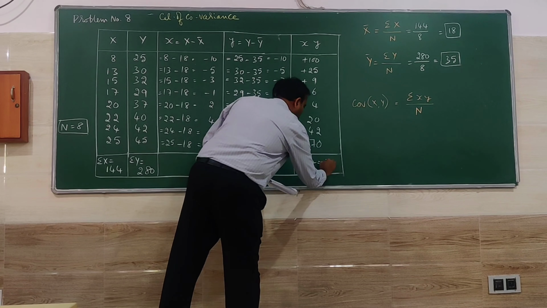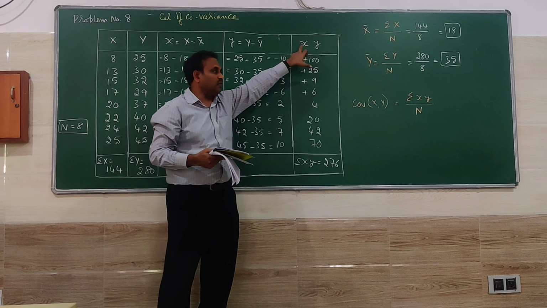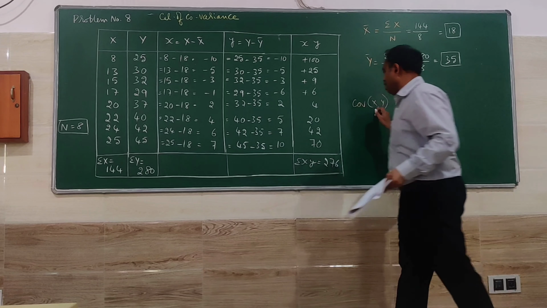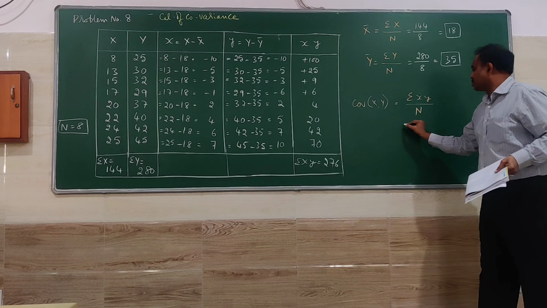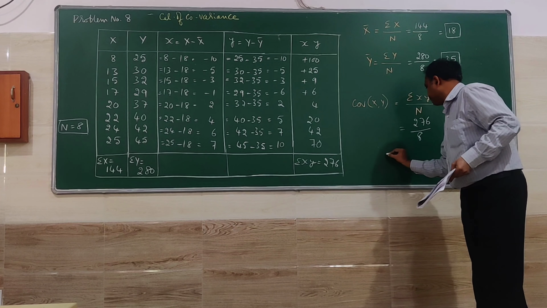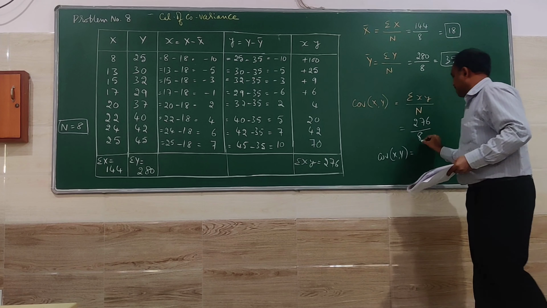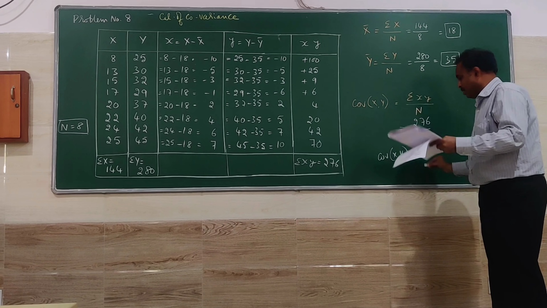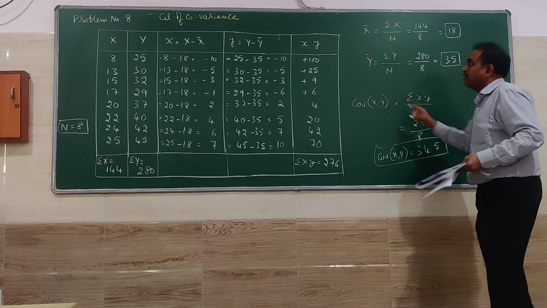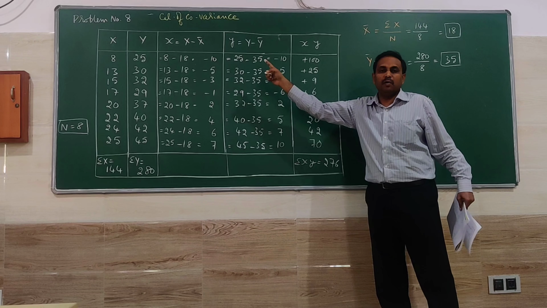So we have the total of the multiplication of the x and y columns as 276. So that is used for finding the covariance. So let me substitute here: 276 divided by 8. So 276 divided by 8 is 34.5. This is the value of the covariance for the series x and y.